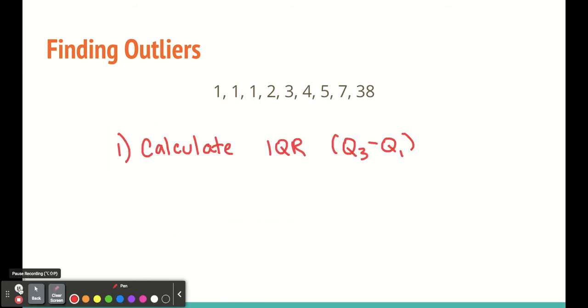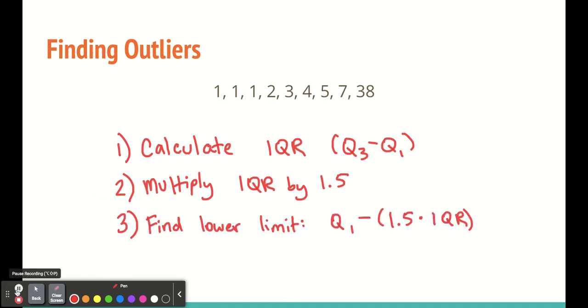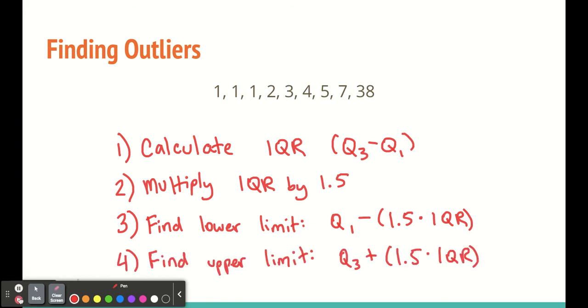Let's summarize how we find our outliers. First, you have to calculate the interquartile range. That's the difference of the third and first quartiles. Then we multiply the interquartile range by 1.5. That's in preparation to stretch the range that we're going to look at. Then we find the lower limit. Subtract that 1.5 IQR value from the first quartile. Any number below that is considered an outlier. And finally, find the upper limit. Add that 1.5 IQR value to your third quartile, and any number above that is also considered an outlier.